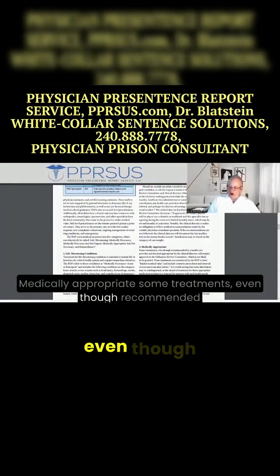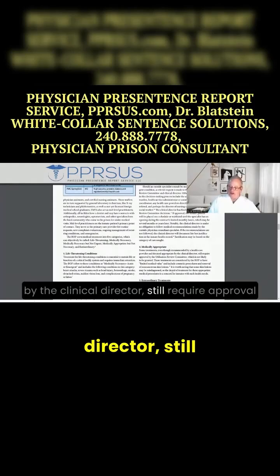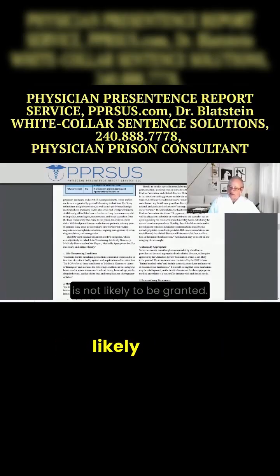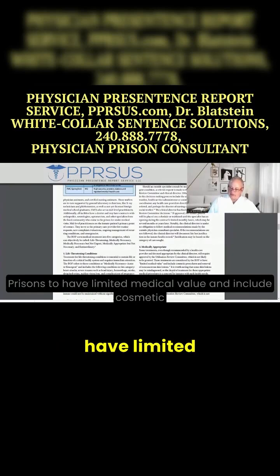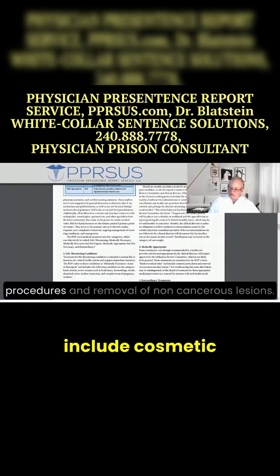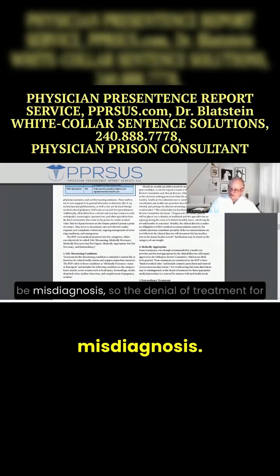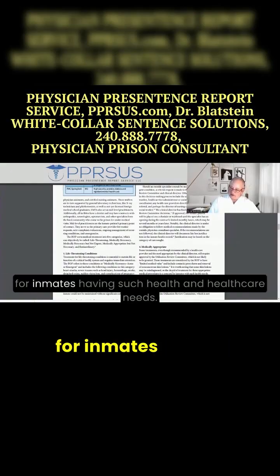Some treatments, even though recommended by a healthcare provider and deemed appropriate by the clinical director, still require approval by the utilization review committee, which is not likely to be granted. These treatments are considered by the Federal Bureau of Prisons to have limited medical value and include cosmetic procedures and removal of non-cancerous lesions. It is worth noting that some lesions may be misdiagnosed, so the denial of treatment for these appropriate medical procedures should be of concern for inmates having such healthcare needs.